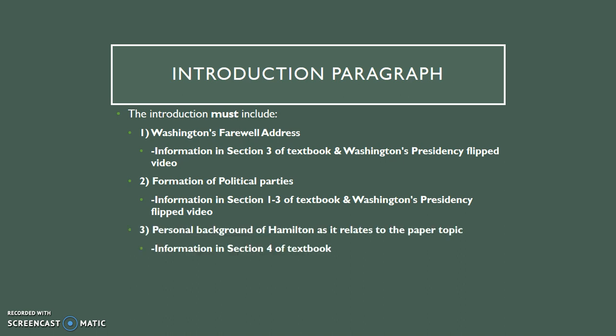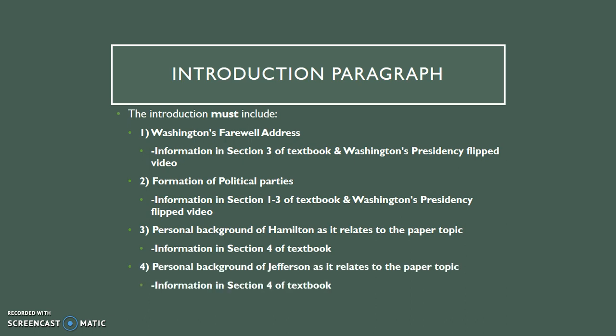The third thing you need to include, and you don't need to be too descriptive on this, is some personal background about Alexander Hamilton as it relates to your paper topic, because he is going to be the face of the Federalist Party, someone you will be discussing in your paper, so it will help you to have information on that. That will be in section 4 of your textbook.